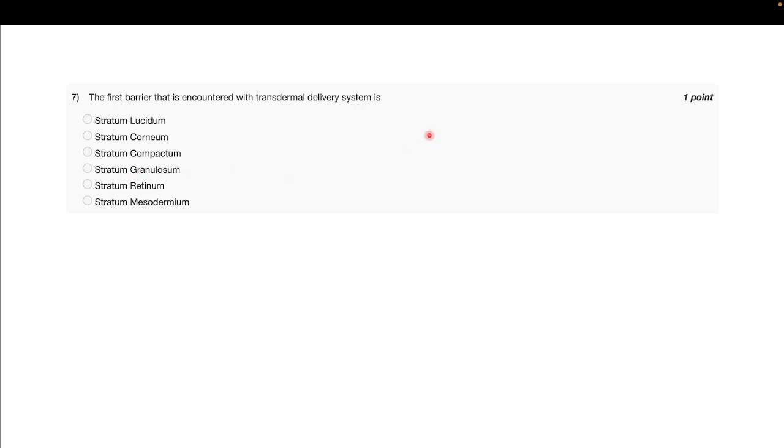Next is, the first barrier that is encountered with the transdermal delivery system is. I think we have been discussing this for a long while now. So if anybody knows the answer, do let me know. Option 2, stratum corneum. Okay. Anybody else? Thank you for answering.